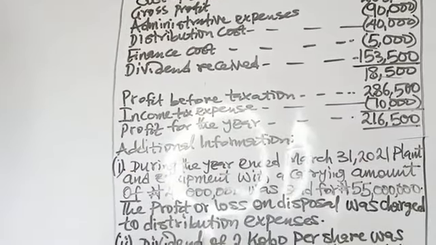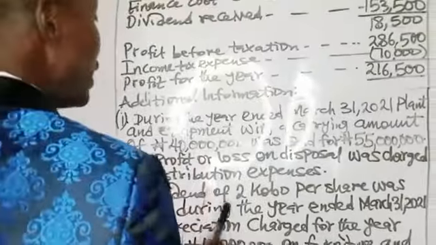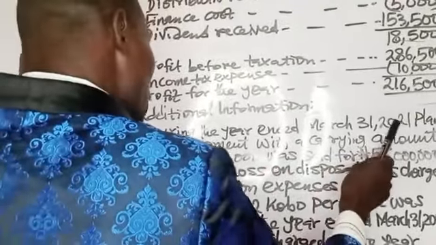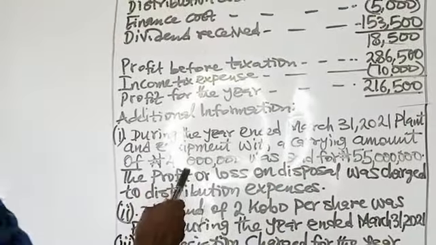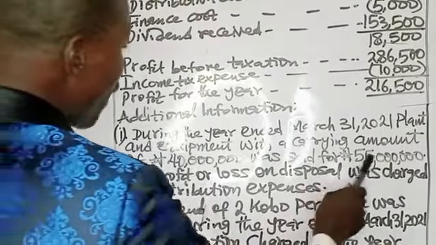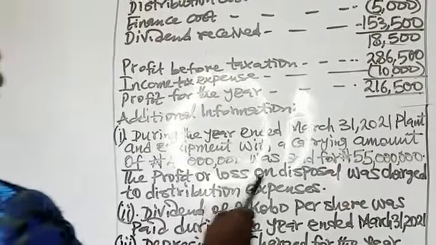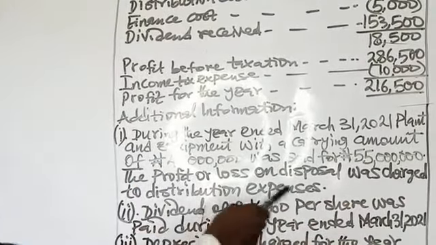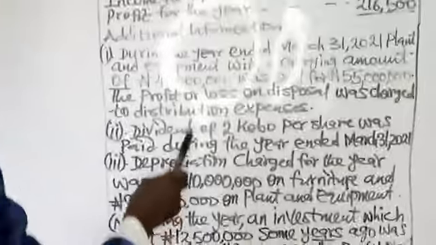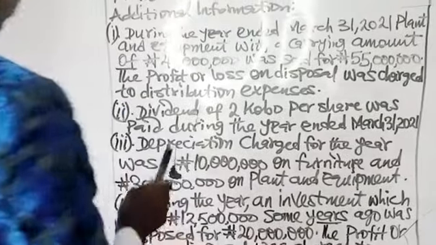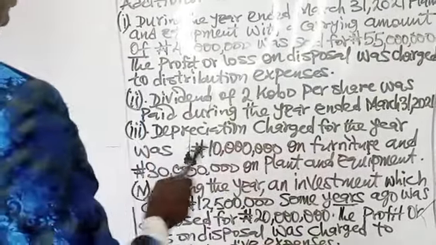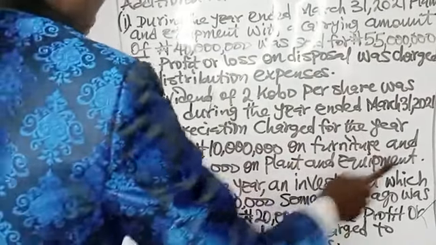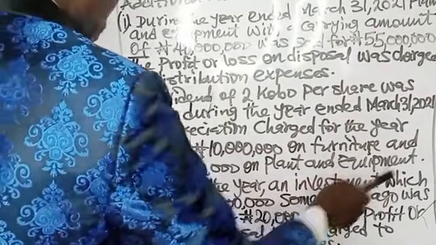Additional information. 1. During the year ended March 31st, 2021, plant and equipment with a carrying amount of 40 million naira was sold for 55 million naira. The profit or loss on disposal was charged to distribution expenses. 2. Dividend of 2 kobo per share was paid during the year ended March 31st, 2021. 3. Depreciation charge for the year was 10 million naira on furniture and 30 million naira on plant and equipment.